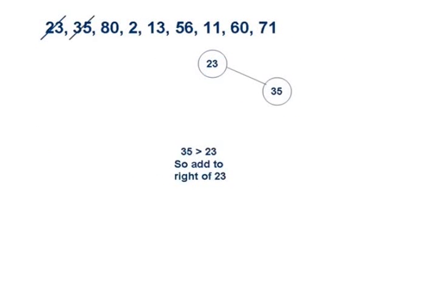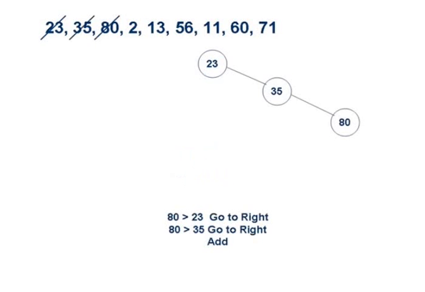If it's larger than the root node, you can see that 35 is indeed greater than 23. Add it to the right branch of this binary tree. You have started your binary tree. 80 is definitely greater than 23, and it's greater than 35. So that's next down the list, as it were. And we've got 3 nodes.